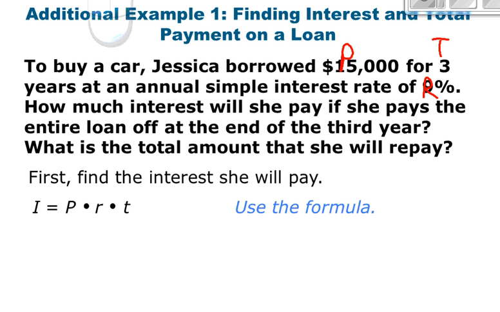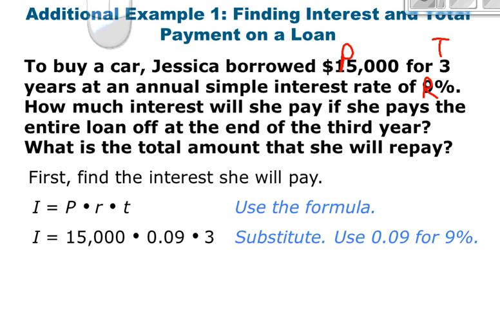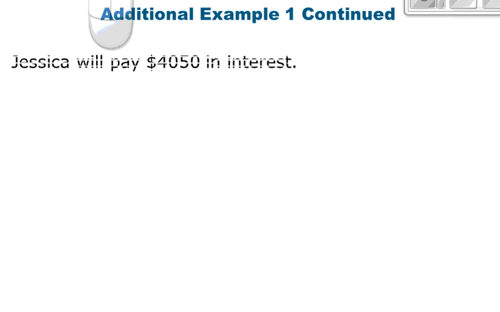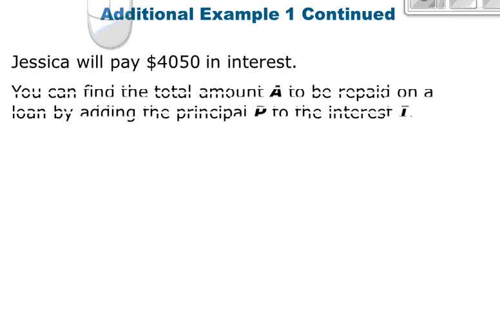So I equals PRT, we can fill in our information. The principal, 15,000, the rate, 0.09, change that percent to a decimal, and times 3 for the 3 years. So multiplying those together, we get interest of $4,050. So that's the interest on top of her principal. So we need to go back and add that to the principal to find out the total amount.